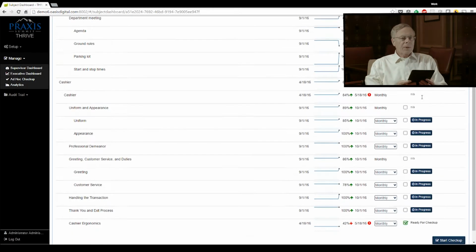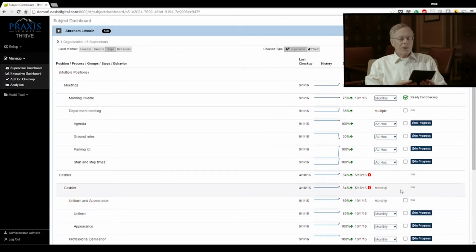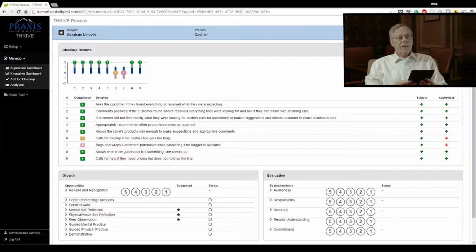After the supervisor and employee do the checkup and the self-checkup, the next thing that happens is a checkup results screen appears. And this is a very powerful screen in terms of learning. At the top of the screen is something we call a lollipop chart. There's a lot of information in this lollipop chart. We have it coded by supervisor and subject. Supervisor is color-coded as gray. The subject is color-coded as blue.